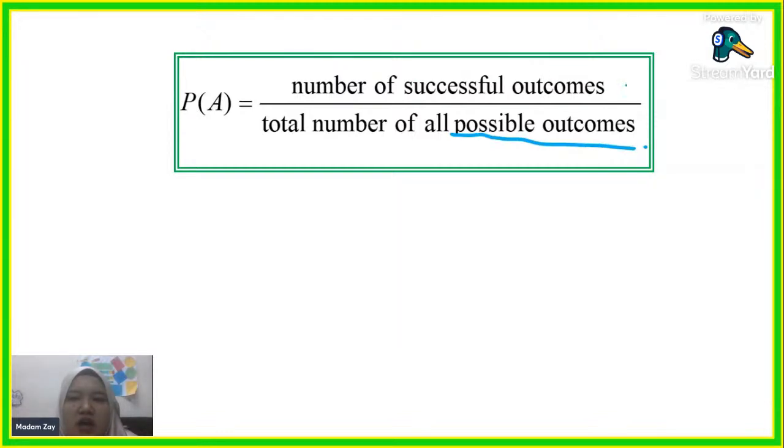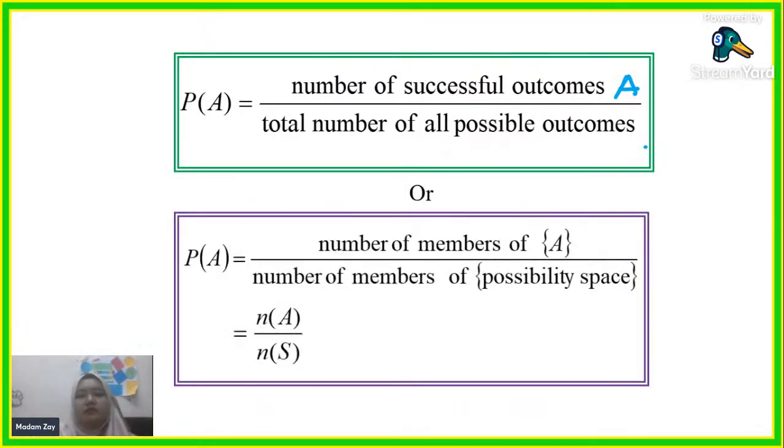So successful outcomes from an event A. Okay. So divide by all possible outcomes. What is all possible outcomes? All possible outcomes is the sample space. Okay. Number of members of A. This one is another way to write down the probability of A. So how many members of A, and then the number of members of the possibility space. Okay, so n(A) divided by n(S). The number of event A divided by the number of the sample space.